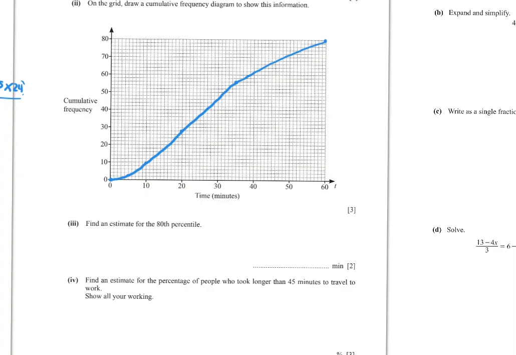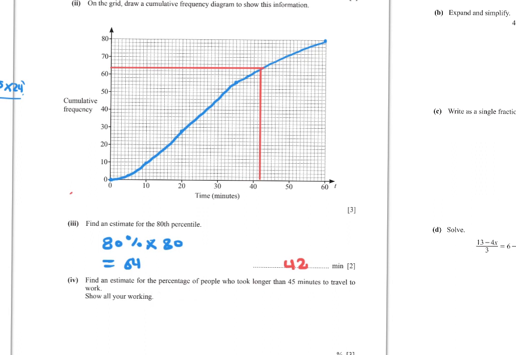Now from the cumulative frequency curve, find an estimate for the 80th percentile. To find the 80th percentile, multiply 80% by the total frequency, which is 80. So the answer will be 64. Now start from 64 on the vertical axis and draw a horizontal line until you reach the curve, then go down to find the corresponding value. So the 80th percentile is 42.